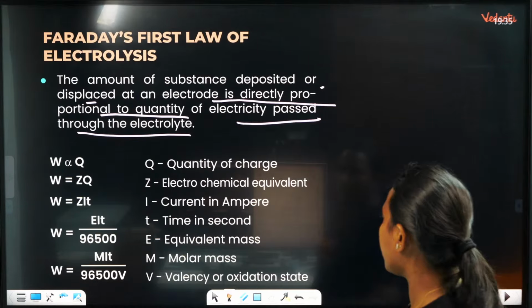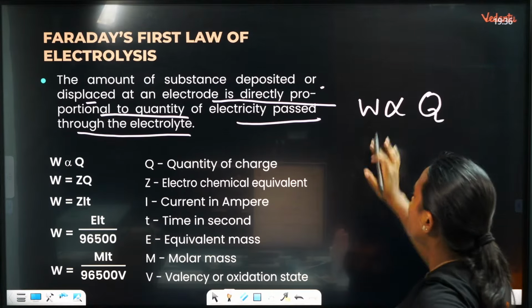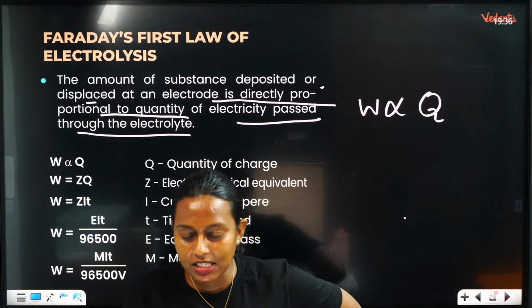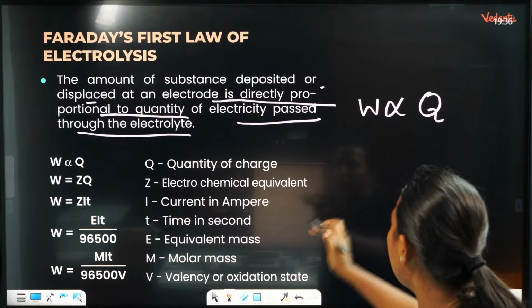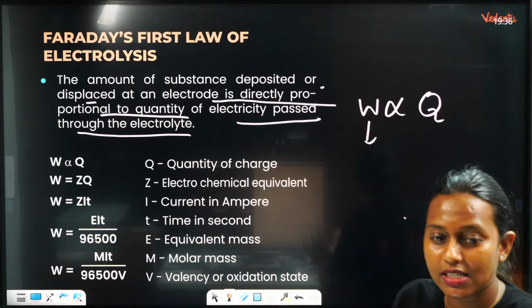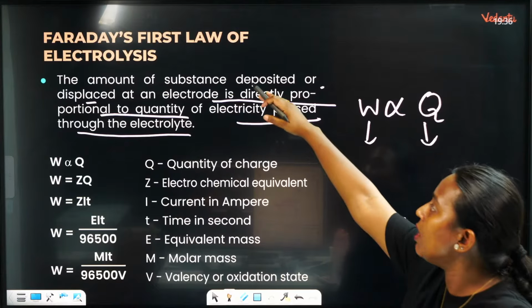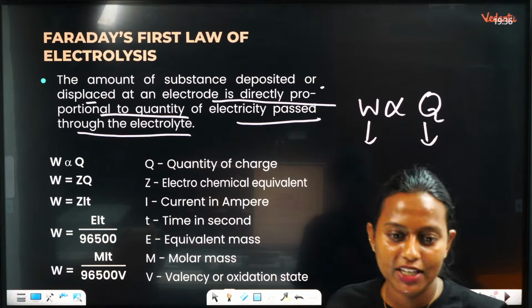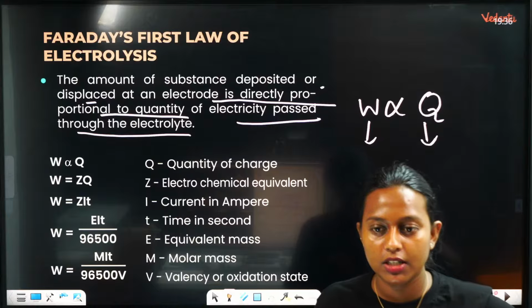Okay. So here I can write W is directly proportional to Q. W means it's very simple: how much amount of substance, or the weight of substance, that is W. What is Q? Q means quantity of charge. Clear? So these are all equations of Faraday's first law. Questions can come from anywhere in this.